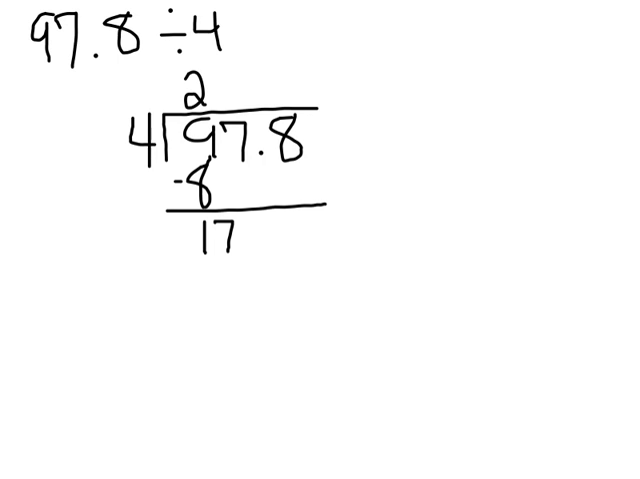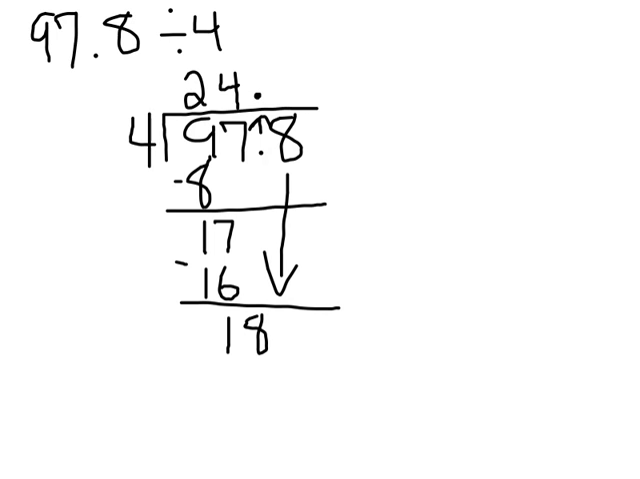And I'm asking myself, how many times does 4 go into 17? Well, I know it goes in 4 times, because 4 times 4 is 16. Left with 1. Now, 4 doesn't go into 1, but before I can bring this 8 down, I have to bring my decimal straight up. Now I can bring my 8 down.